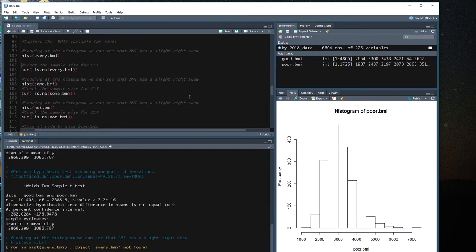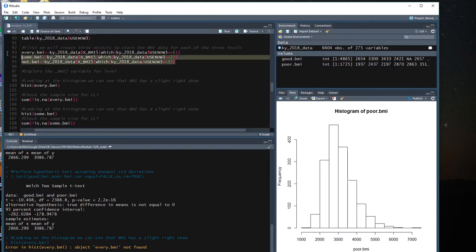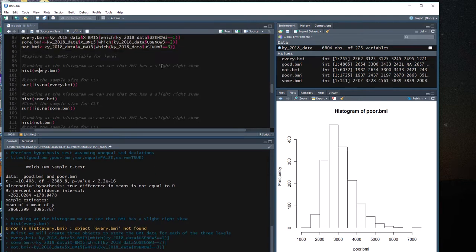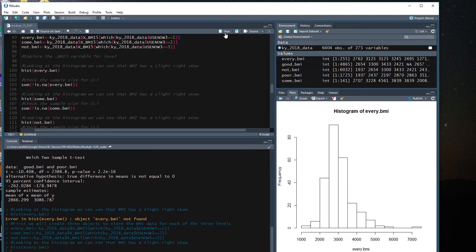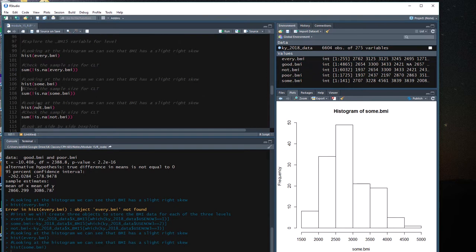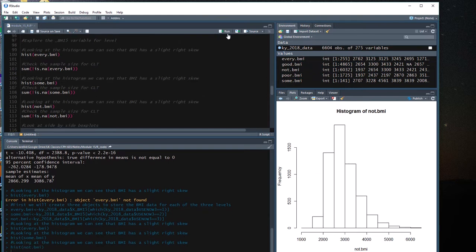Again, I need to run this code here. All right, first I'm going to look at the histograms for the three different groups. One of the assumptions made in the Anova is normal populations. So here's my first one. I do see a slight right skew, but I'm not terribly concerned by that. Similar for this one, and similar for this one.